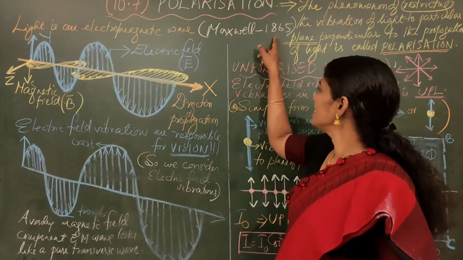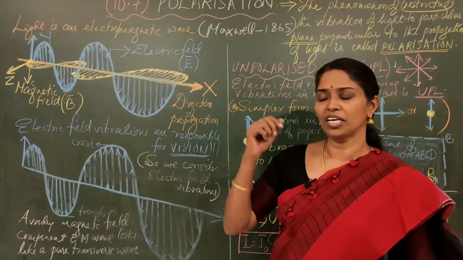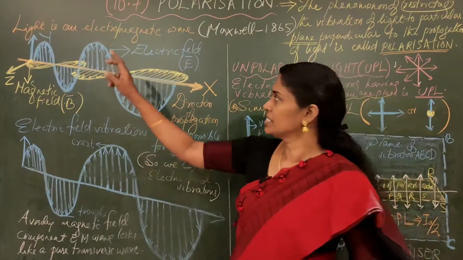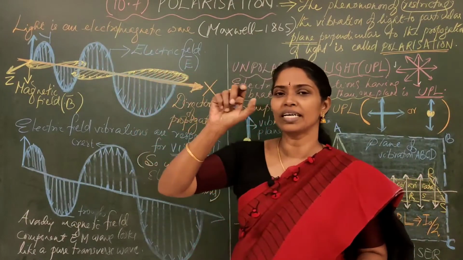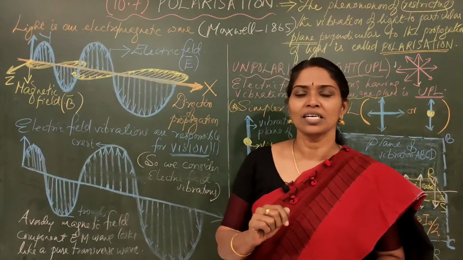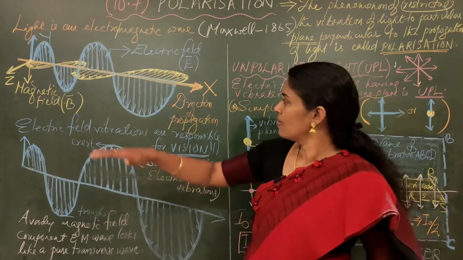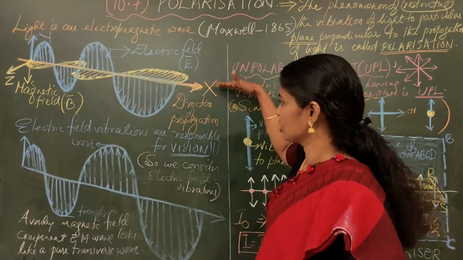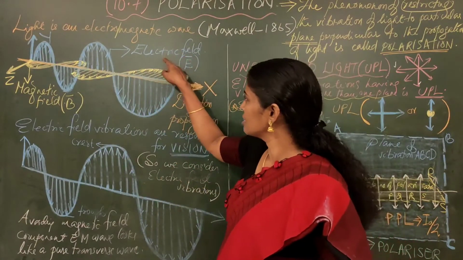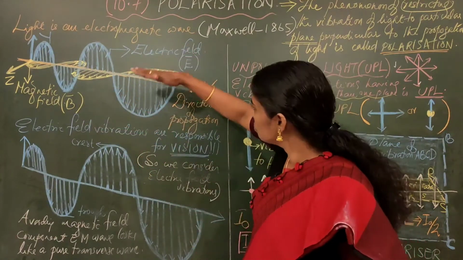In the year 1865, James Clerk Maxwell put forward a theory saying that light is an electromagnetic wave. This is a single word written in two portions: one is electro, the other is magnetic. So light is an electromagnetic wave, meaning if light is propagating in a particular direction, say the x direction, it has components, both electric field vectors and magnetic field vectors, which are vibrating mutually perpendicular.